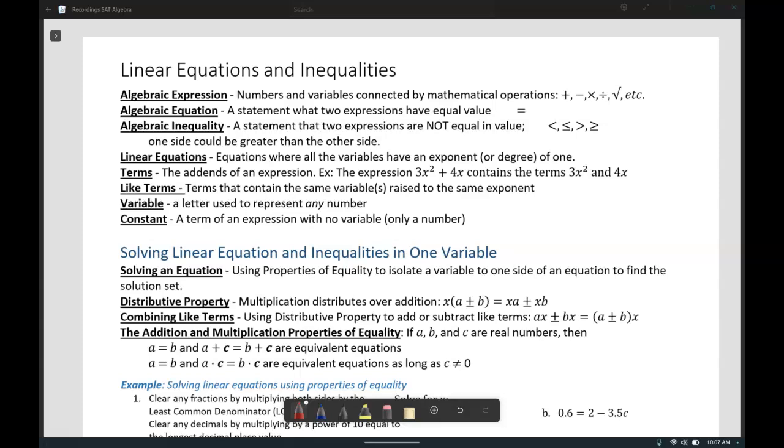Hello and welcome to our very first lesson on SAT review. We will be starting with the algebra domain of content and beginning with our linear equations and inequalities.